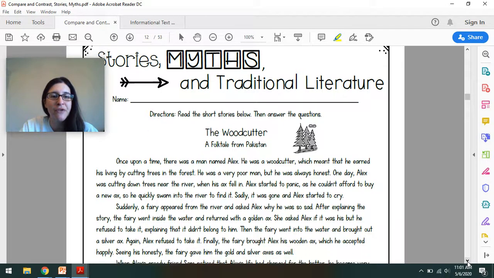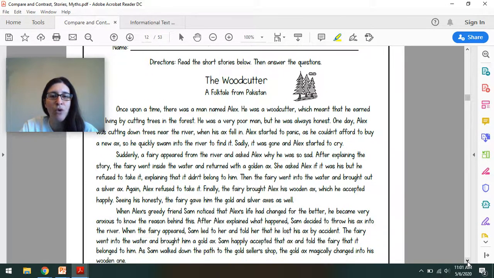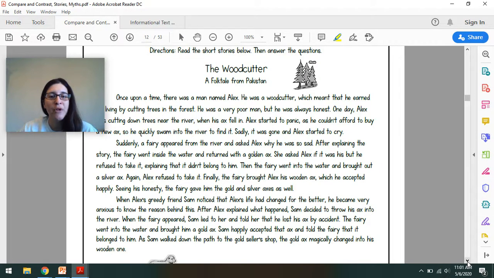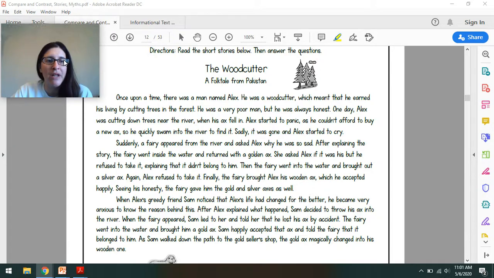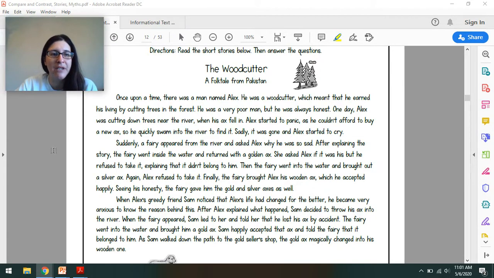So this first story is The Woodcutter, which is a folk tale from Pakistan. So a folk tale is kind of like a story that's been passed down amongst different families, and folk tales generally have some sort of lesson. So to myself, I'm going to think, okay, I need to be thinking about a theme while I'm reading this that could possibly help me understand the story more. So first we're just going to read it.